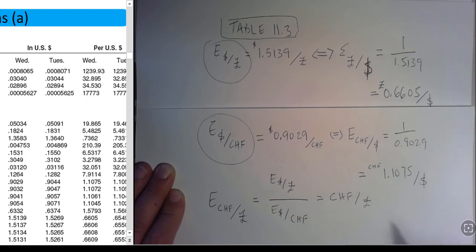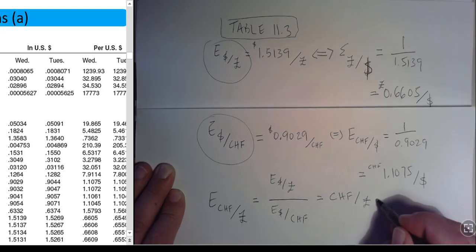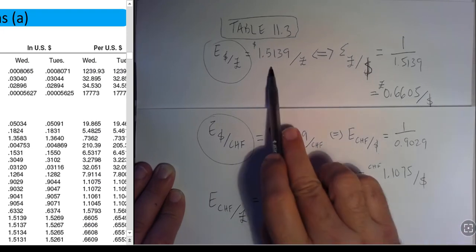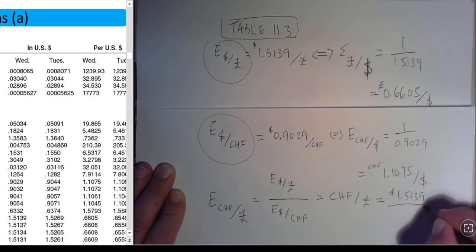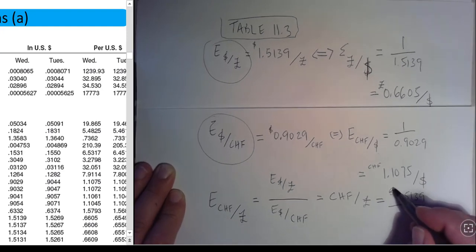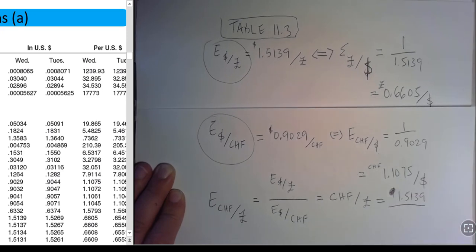Okay. So the result would be dollars per pound, 1.5139, and dollars per Swiss franc, 0.9029. This would yield 1.6767. So that's the amount of Swiss francs you need to buy a pound.